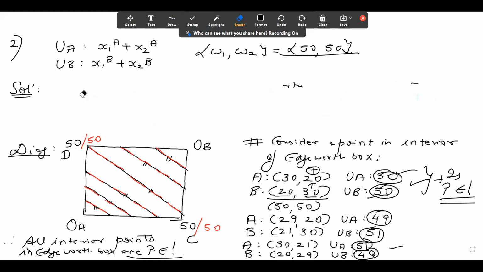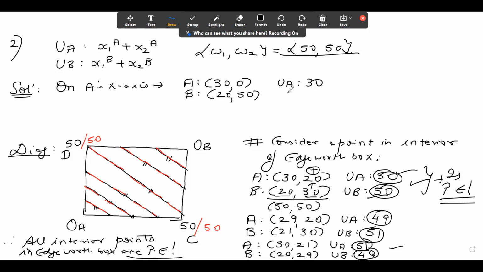So take any point on the corner, okay? Suppose you take a point here. So I can write on A's x-axis, A has, suppose, a random point. I take 30, 0. B has 20, 50. Utility which A gets is 30. Utility which B gets is 70.